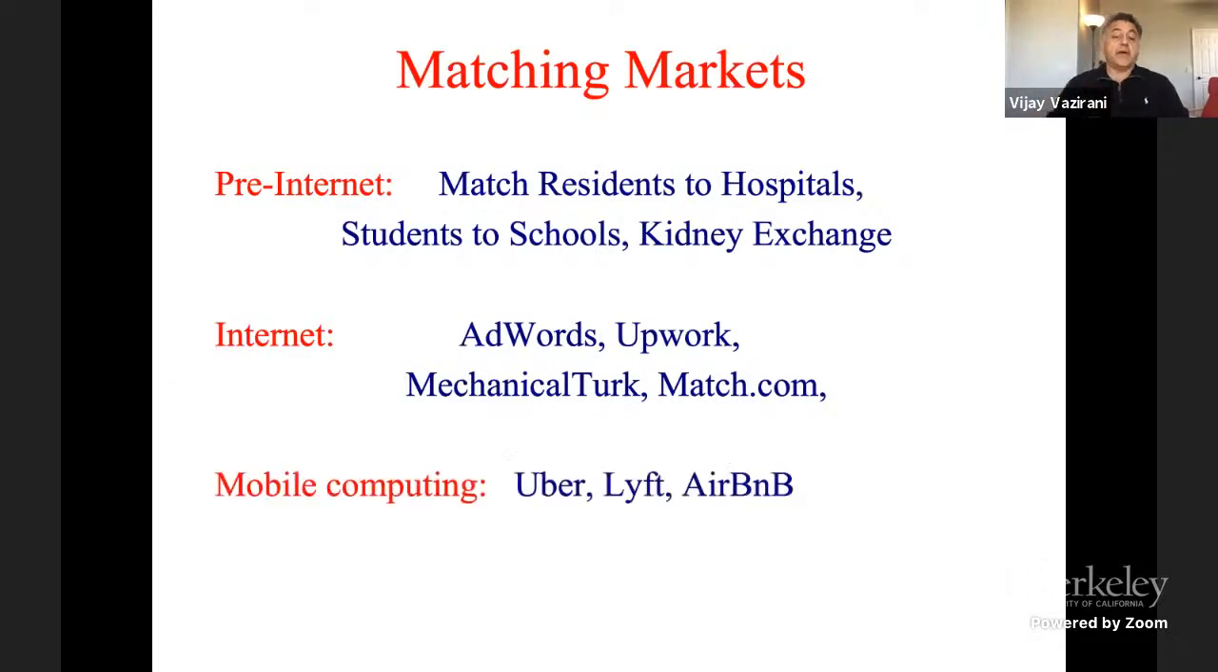And then came mobile computing, which led to even more interesting matching markets. More interesting or not, but more matching markets, newer matching markets. Uber and Lyft, Airbnb. And there's one more matching market that's really relevant to all of us, which is not in this because it's not really mechanized like these ones. And that is the academic job market, where every hire is a one-off and you cannot really automate this process.